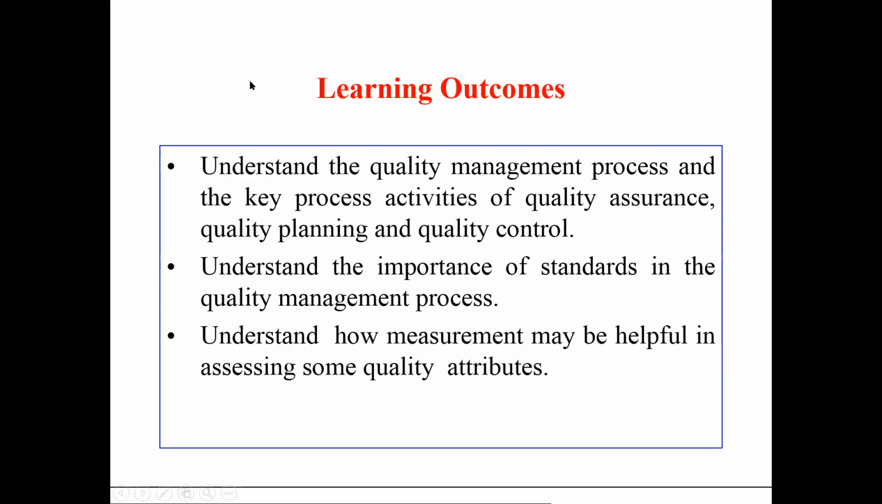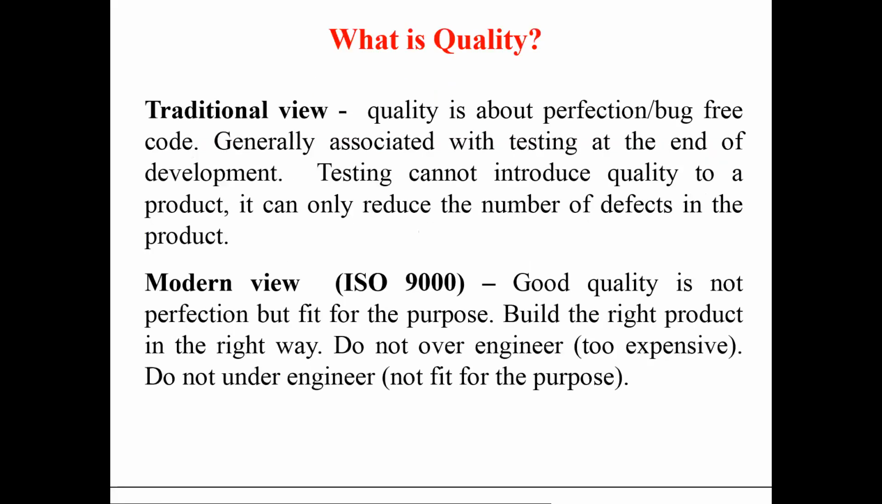Okay, here you are going to understand the quality management process, what the activities in quality assurance are, and how you can do quality planning and quality control. Then there are standards available for the quality management process. What are the standards? Then how you can use measurements to help with quality attributes. What is this quality? There are two views, the traditional view and the modern view. Read them first.